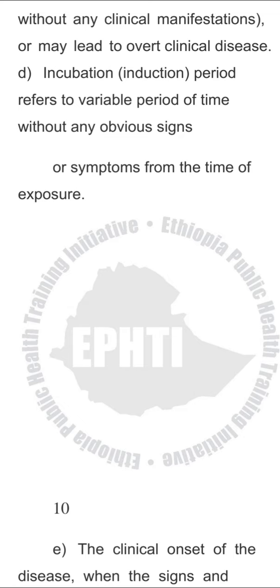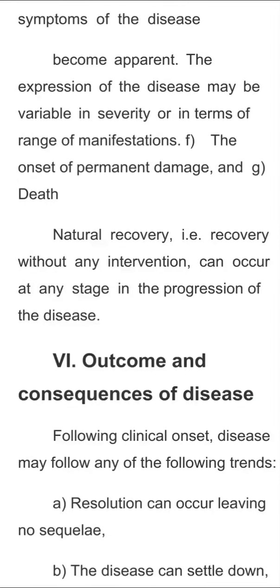The clinical onset of a disease is when the signs and symptoms of the disease become apparent. The expression of a disease may be variable in severity or in terms of range of manifestation. The onset of permanent damage and death. The natural recovery, that is the recovery without any intervention, can occur at any stage in the progression of a disease. And the last one is the outcome and the consequences of a disease.